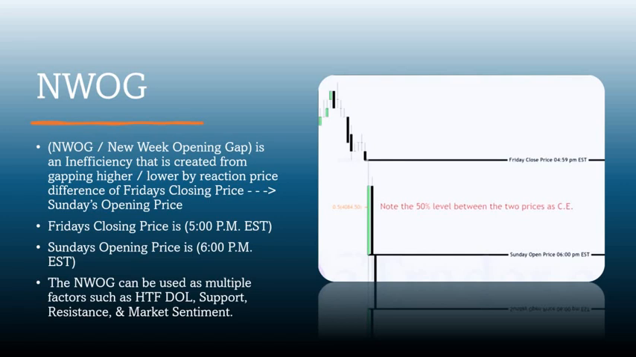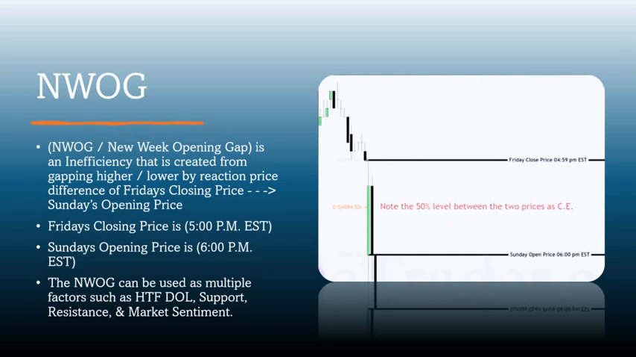So if you look at institutions, right? If you look at smart money, institutions target new week opening gaps. They will target the last 4 new week opening gaps. So the last 4 new week opening gaps, they will target that as a new value in price.